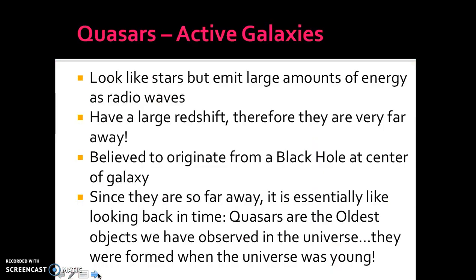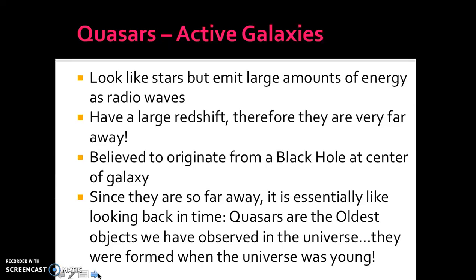Now, the fourth type of galaxy I brought up was active galaxies. These are also often called quasars because they look like stars and because they emit large amounts of energy. What's also neat about quasars is they have a large redshift. Therefore, they're very far away, and they're in fact the farthest away objects we've ever really seen. So in a sense, it's looking back in time. So these quasars are the oldest objects that we've ever observed in the universe. They were formed when the universe was very young.